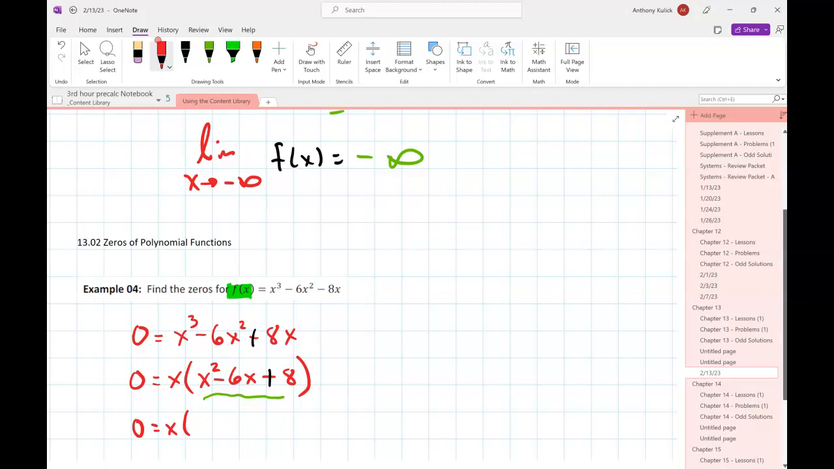So what are things that multiply to give us +8? 2 and 4? 1 and 8. You're missing some. How about -2 and -4, -1 and -8? Okay, so those were our 4 sets of numbers. Which of those are going to add up then to give us -6? -2, -4.